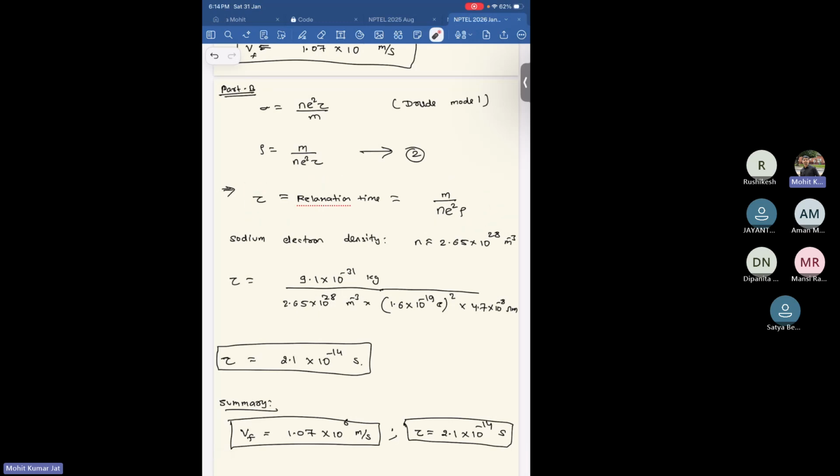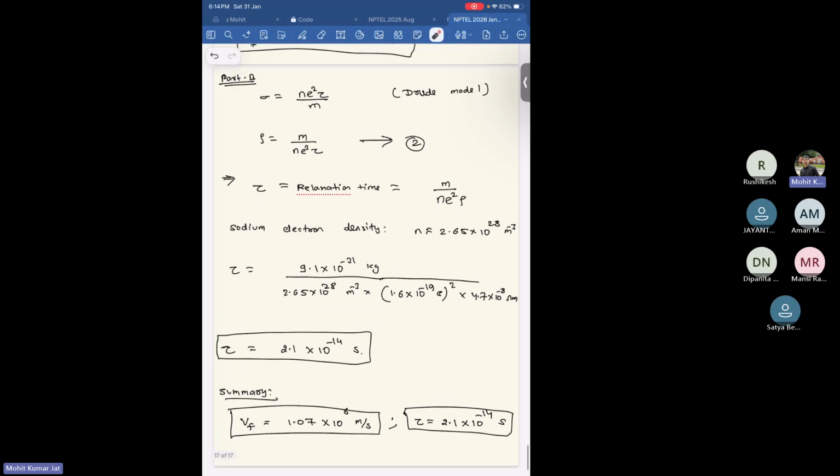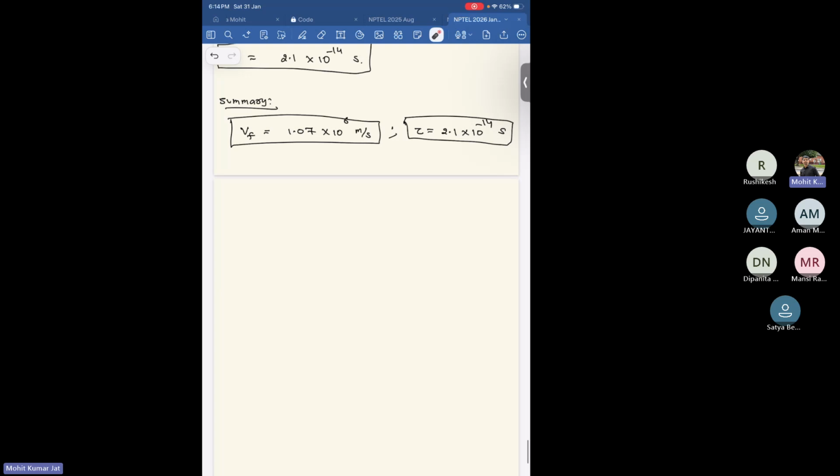You substitute the values of the electron mass, which is 9.1 × 10^-31 kg, which is m. Carrier density is given. Electronic charge is, we know, 1.6 × 10^-19 coulomb. And the value of the resistivity is given in the question. If you substitute those values, what we get is the relaxation time, which is around the order of 10^-14 seconds. So roughly the scattering happens in the system on the scale of tens of femtoseconds.